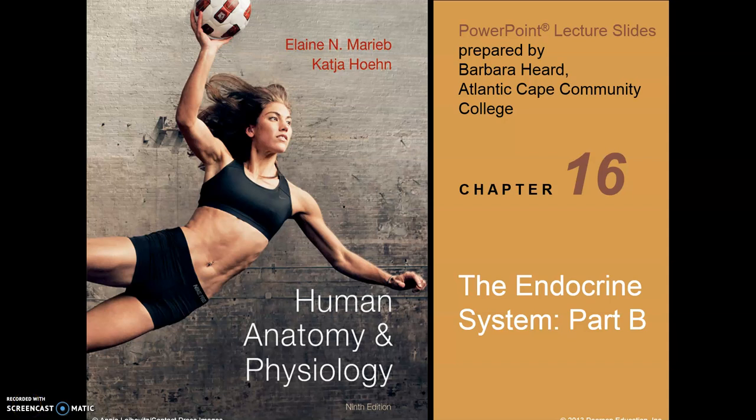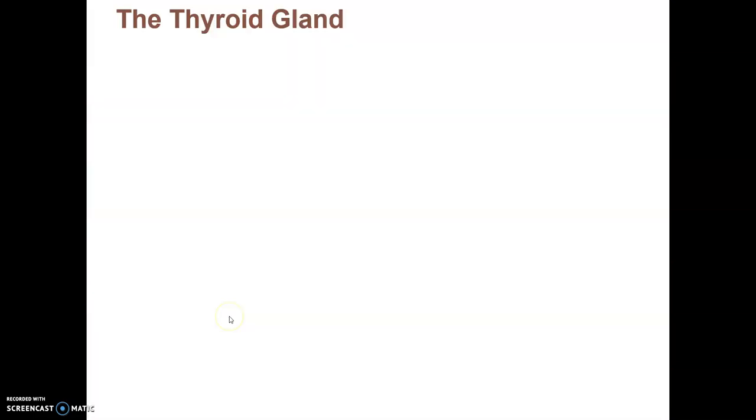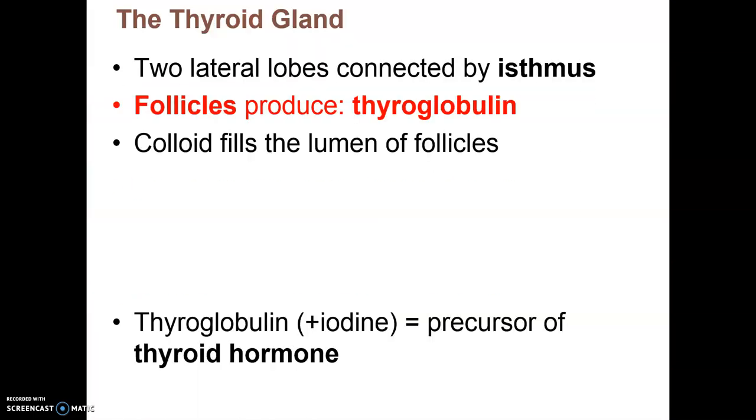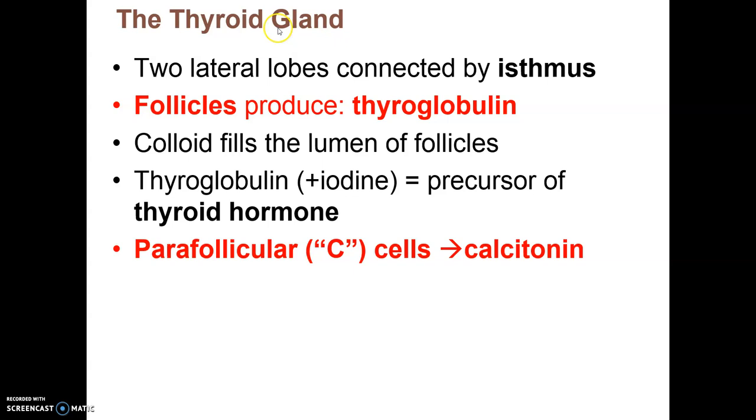So today we will start part B in your lecture handout in the endocrine system. Thyroid gland. The thyroid gland is located in the neck. It has two lobes, and those lobes are connected by a narrow region known as the isthmus.